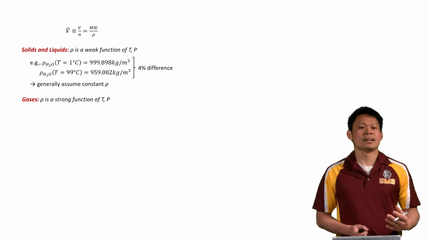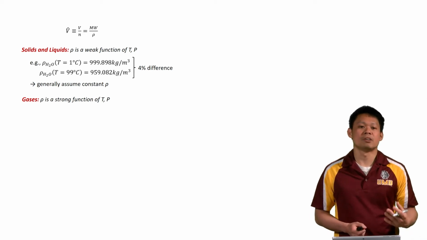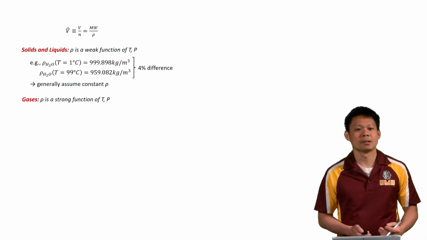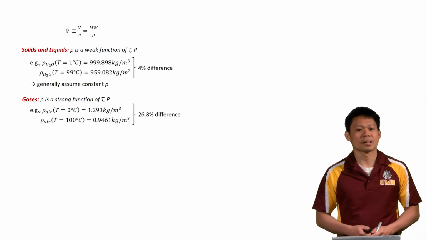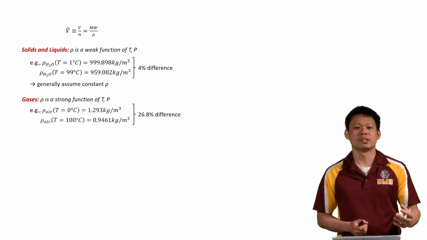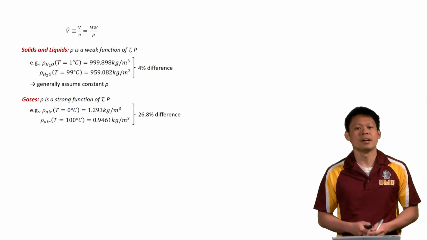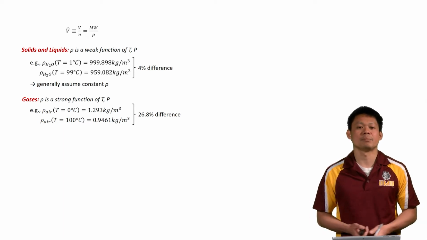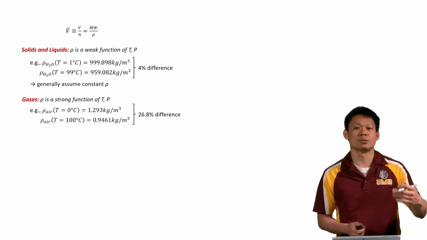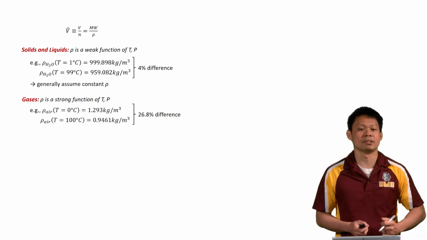For gases, on the other hand, density is generally a strong function of temperature and pressure. Again, as an example, I'm looking at the density of air at 0 degrees C and 100 degrees C. So about the same temperature range there. And what you see here is more than a 25% difference in your densities as you increase the temperature from 0 to 100 degrees C.